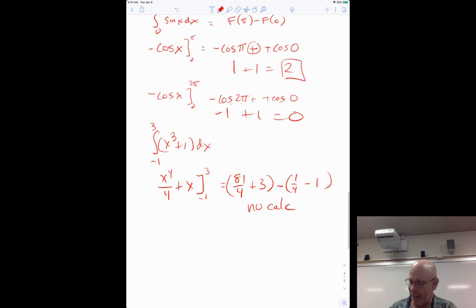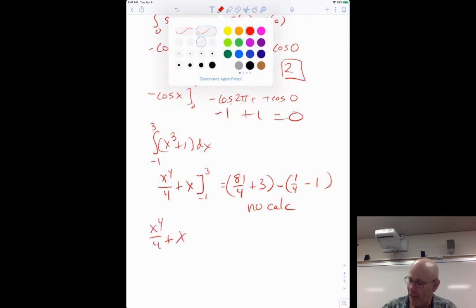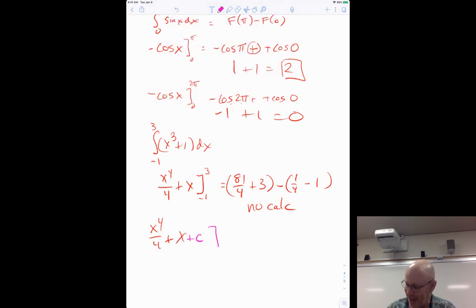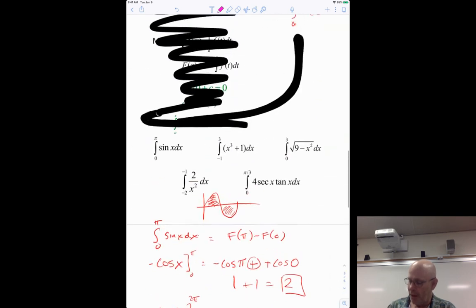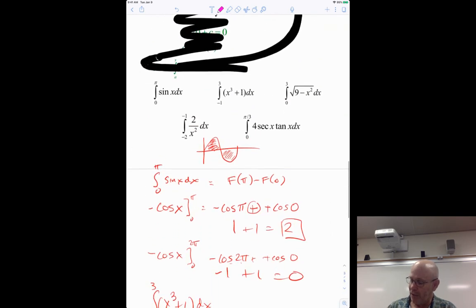So why not the plus c? Well, remember that if there really was a plus c, I'll put it in a different color, like plus c, and then you did this, that plus c is going to cancel out, right? That plus c is going to be here, then minus, yada, yada, yada, plus c. So those are going to cancel out. So we just kind of ignore it. It really is there, but it's going to cancel out on both of them.